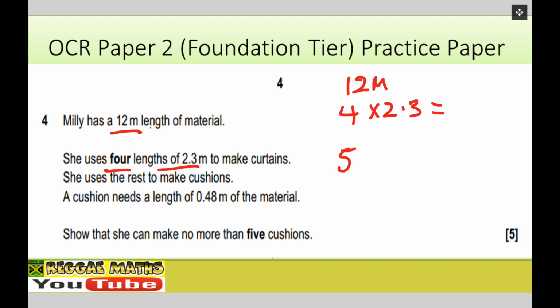So you've got 5 again times 0.48. What we can do here is work out 4 times 2.3. So 4 times 3 is 12. So that's 2, carry 1. So that's 9.2. So what I can do now is take away 9.2.